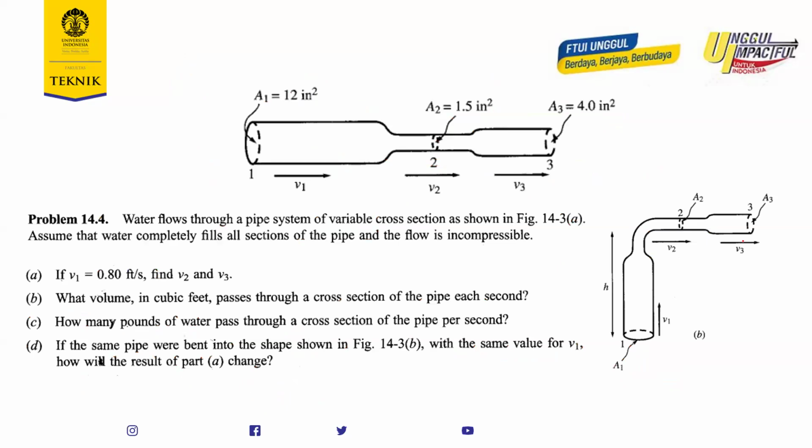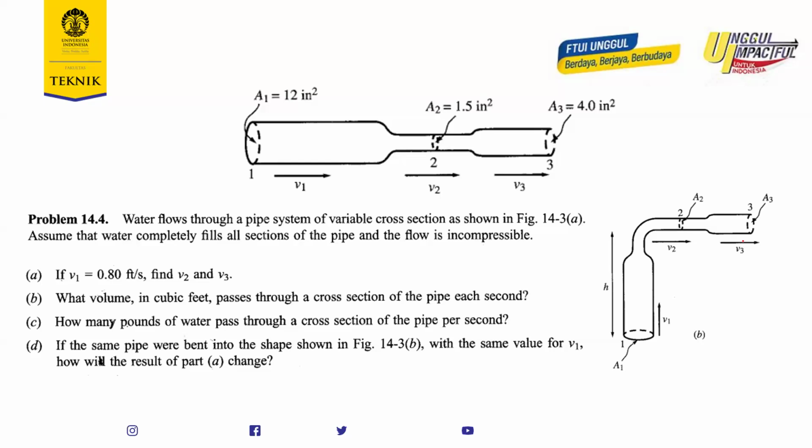Water flows through a pipe system of variable cross-section in figure 14.3. Assume that water completely fills all sections of the pipe and the flow is steady. If V1 is 0.8 feet per second, find V2 and V3. So we can calculate by the continuity equation. What volume in cubic feet passes through a cross section of the pipe each second?